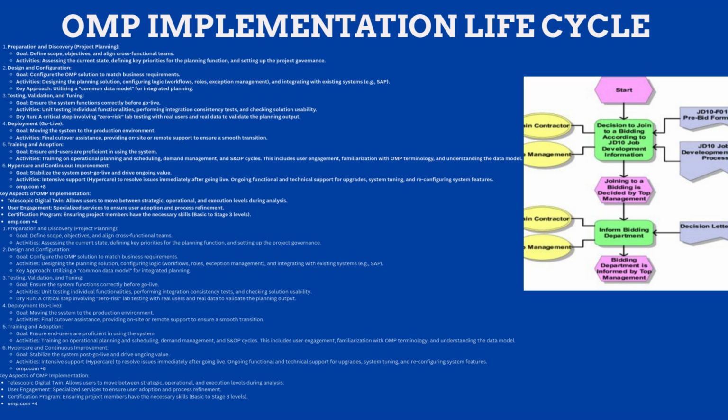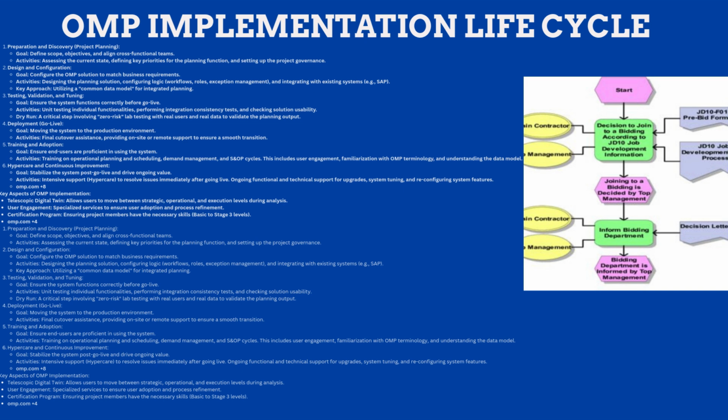Deployment, go live. Goal: moving the system to the production environment. Activities: final cutover assistance, providing on-site or remote support to ensure a smooth transition. Training and adoption. Goal: ensure end users are proficient in using the system. Activities: training on operational planning and scheduling, demand management, and S&OP cycles.